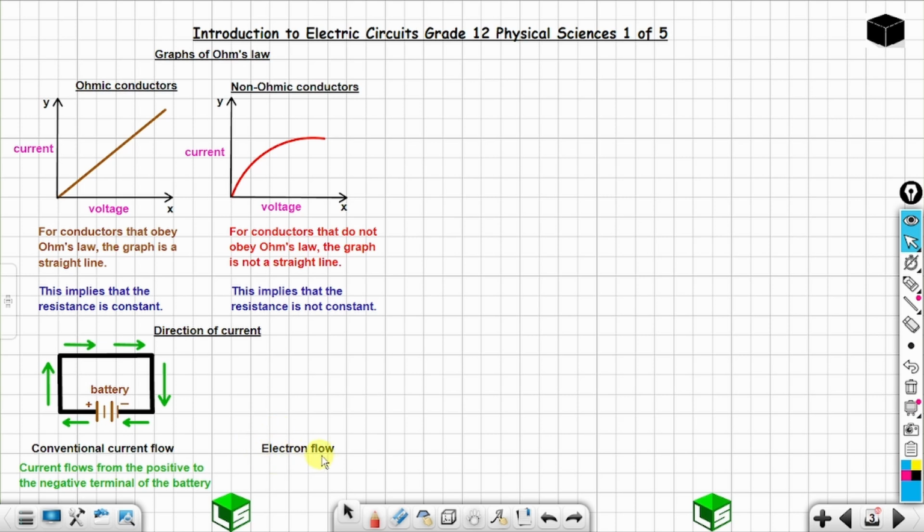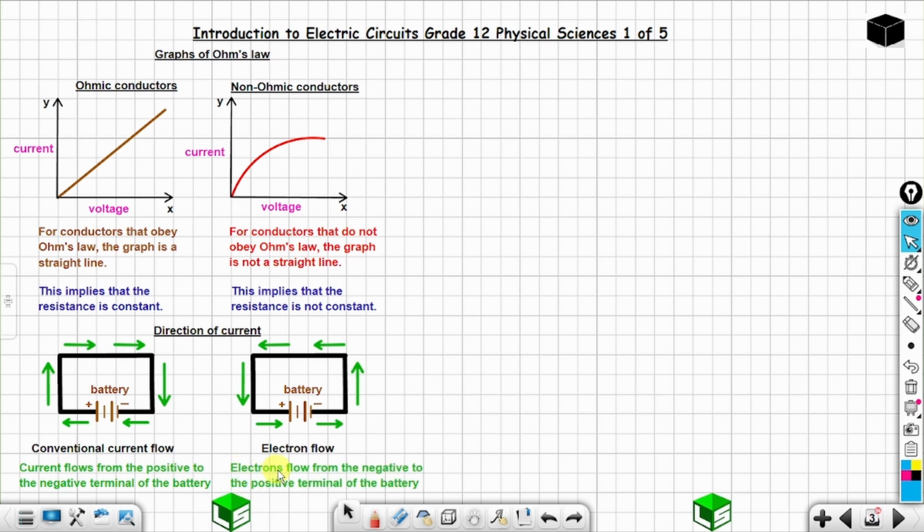Now, in the case of electron flow, electrons flow from the negative terminal of the battery to the positive terminal of the battery, like this, from the negative terminal to the positive terminal. So, in the case of electron flow, electrons flow from the negative terminal to the positive terminal.